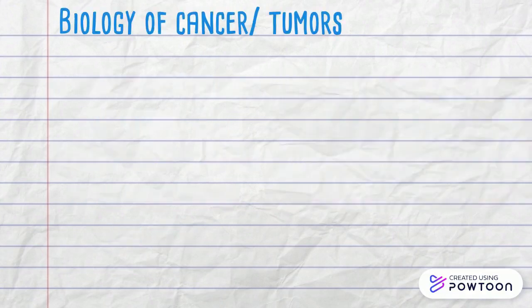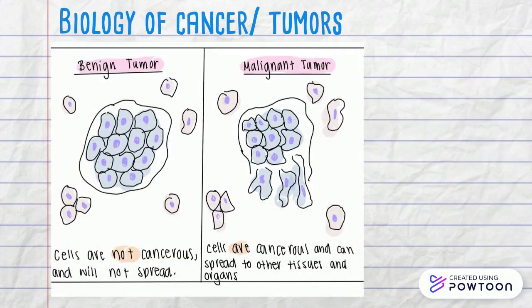There are two types of tumor. A benign tumor is not cancerous and will not spread to other tissues. On the other hand, a malignant tumor is cancerous and can spread to other tissues and organs.